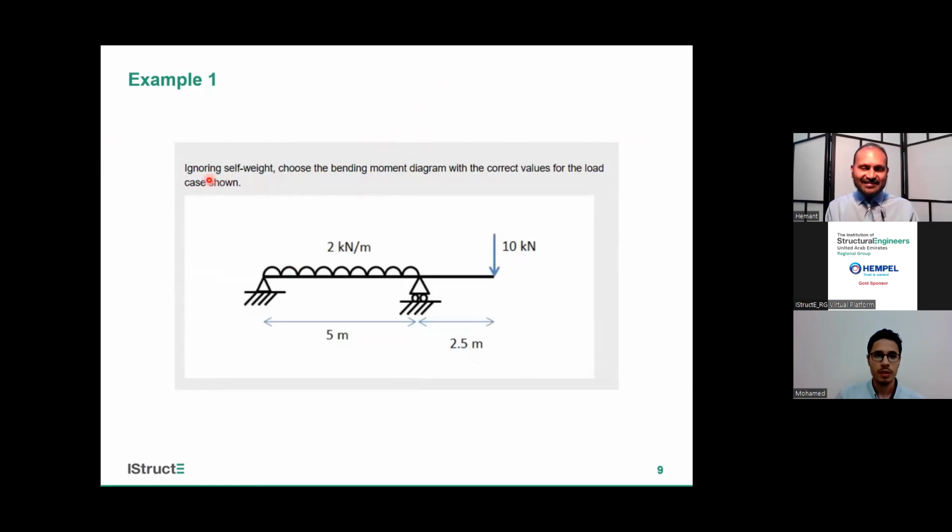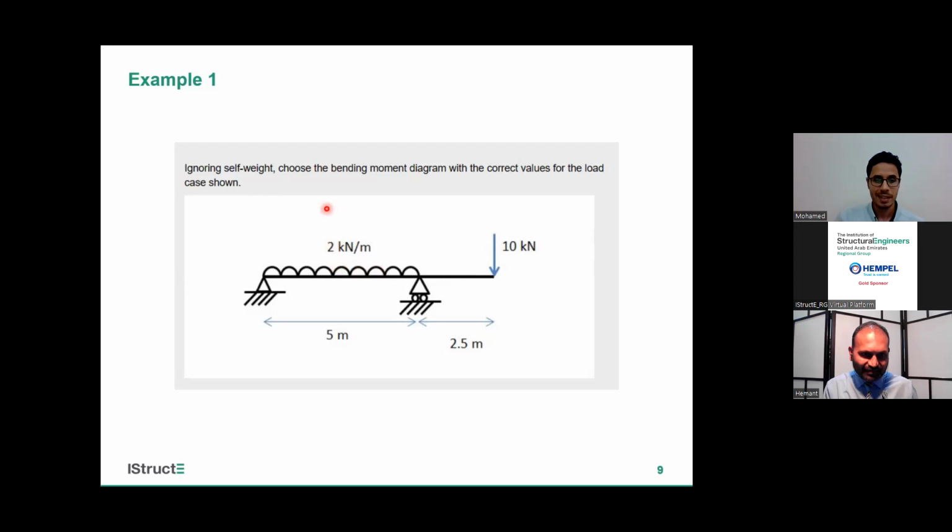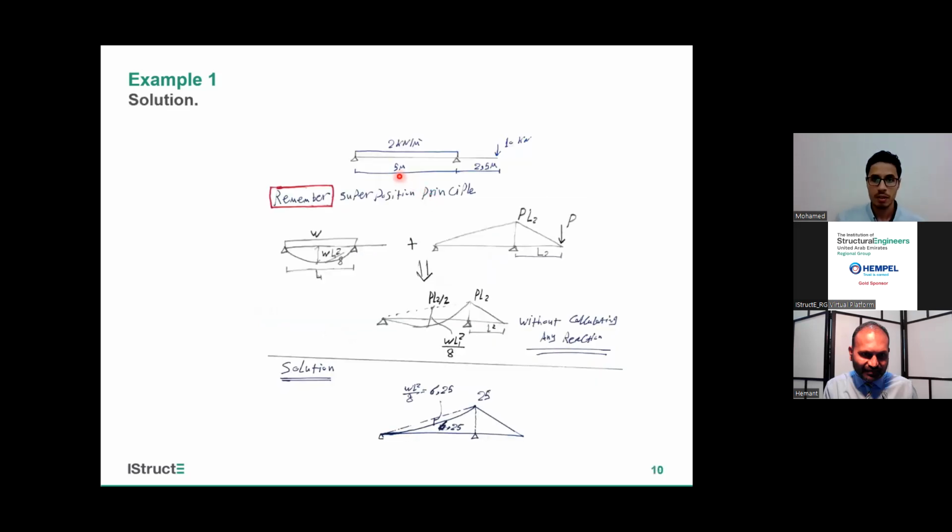Okay, so here in this example, it's choice. This is the first example. We have here a simple beam with a cantilever, and we just need to draw the bending moment diagram. But before we start, I just need to remind you about small but important things.